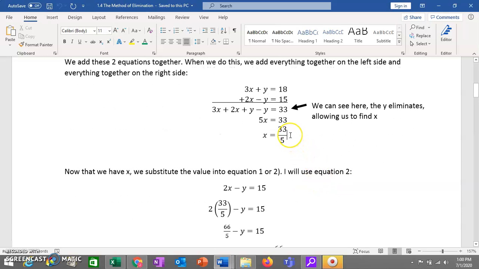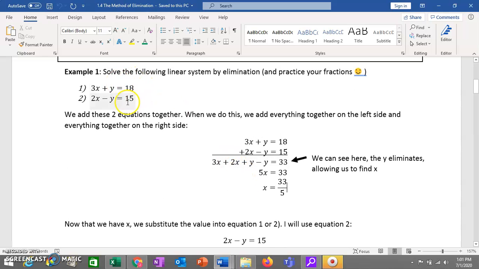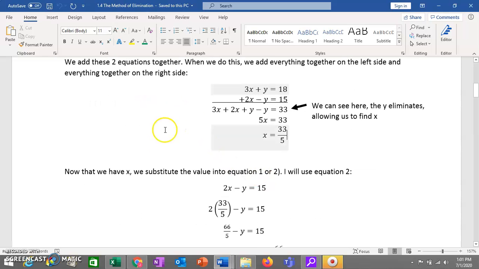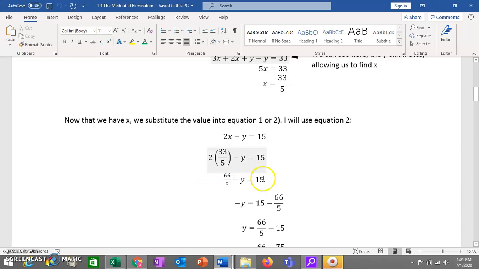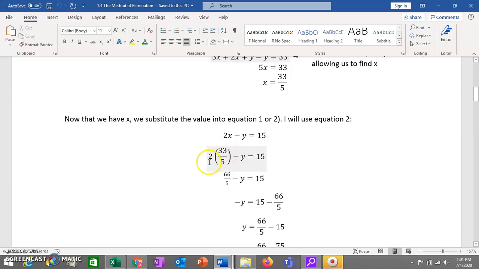Okay, so now the problem looks pretty much the way it does when we did substitution. We take our value for x, and we put it into one of these two equations. I'm going to put it into the second equation. It really doesn't matter. So 2x minus y equals 15. I know what x is, so I'm going to replace x with 33 over 5. Remember that when you're multiplying fractions, this 2 is kind of like 2 over 1. So 2 times 33 is 66. 1 times 5 is 5. So I get 66 over 5 minus y.